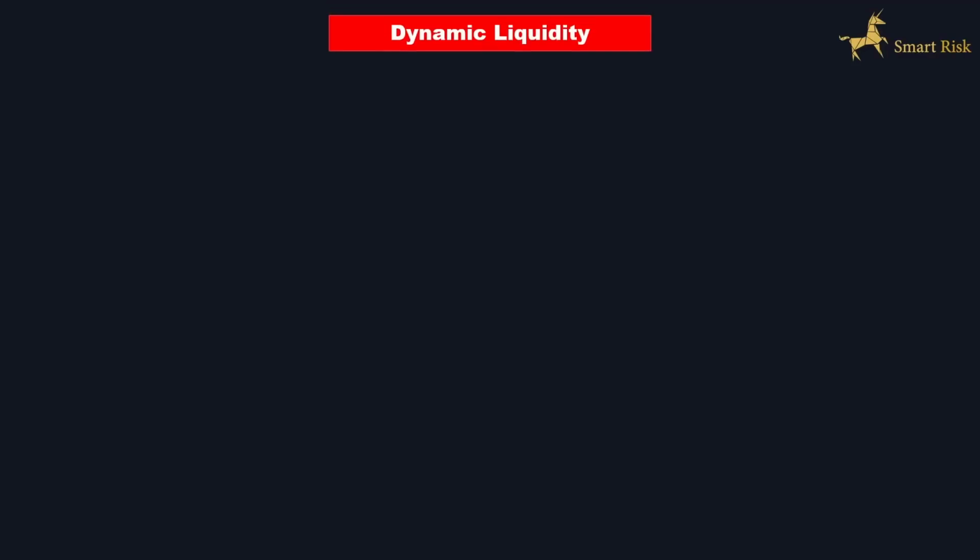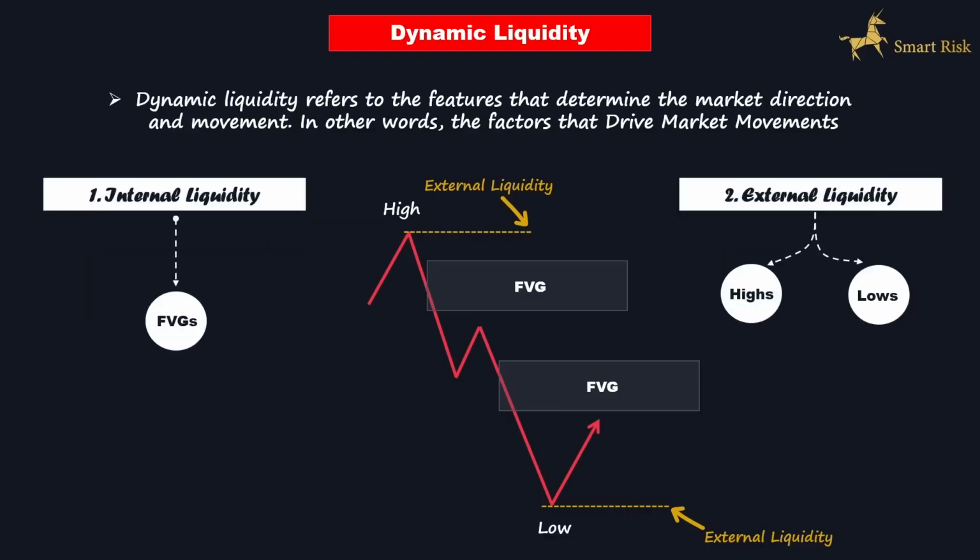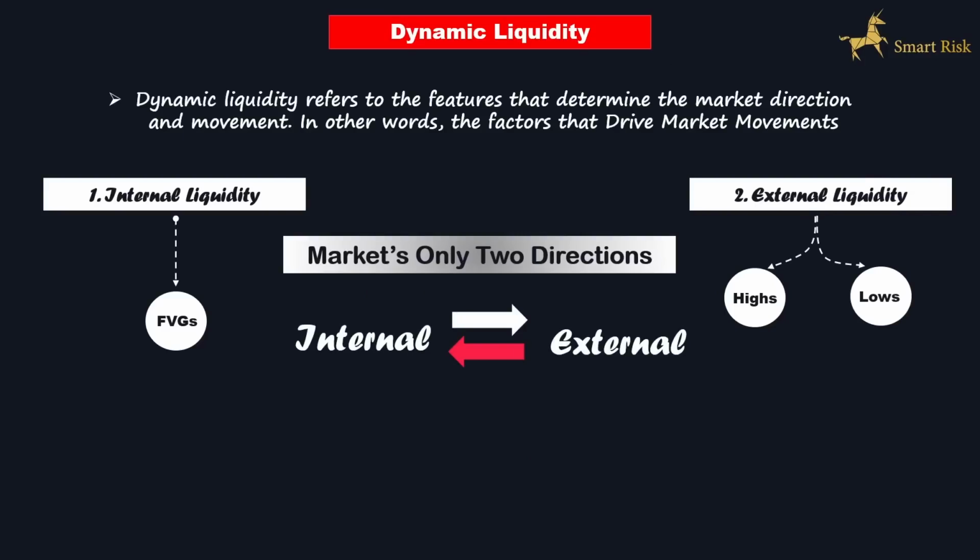As we mentioned before, the second type of liquidity is dynamic liquidity. Dynamic liquidity refers to the features that determine the market direction and movement. In other words, the factors that drive market movements. The dynamics behind market movements can be boiled down to two key factors that consistently influence price direction: internal and external. Price in the market always moves between two types of liquidity: internal and external.